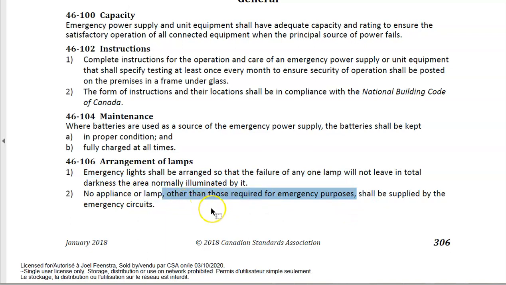You're not allowed to place other types of loads, just for fun, or because somebody wants to keep their open sign going on the building or something like that. Refrigerators, anything that's not part of the emergency power has to be kept off of an emergency power system. They can go into a separate backup power system, we would call it, but they cannot be on the emergency power system.